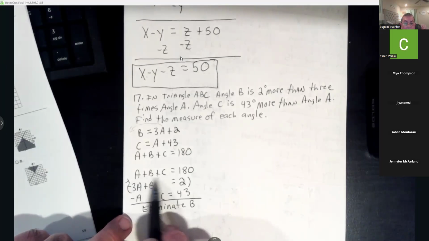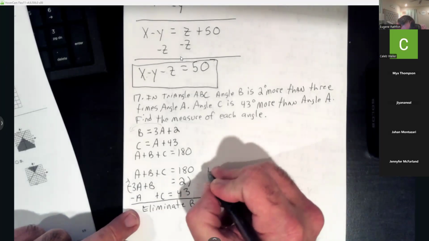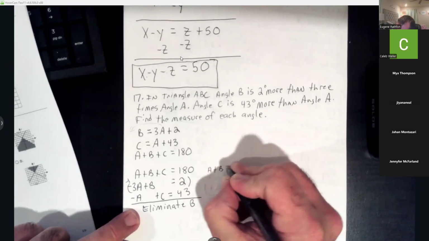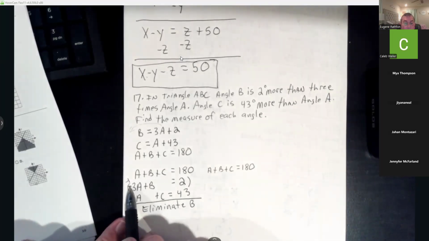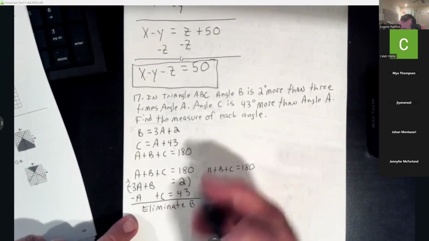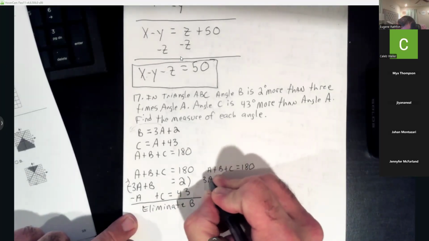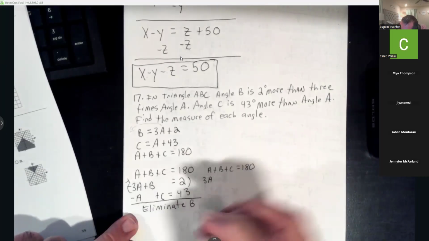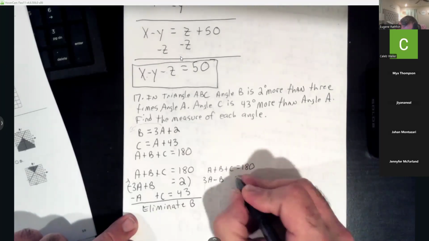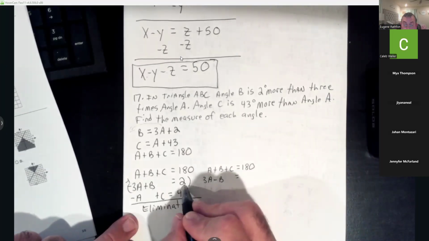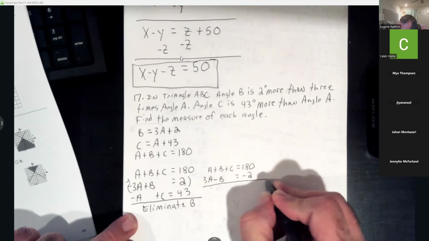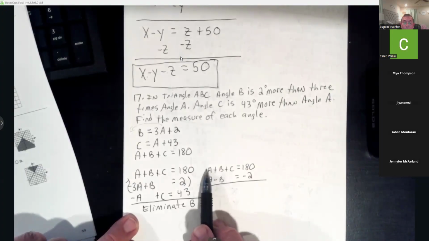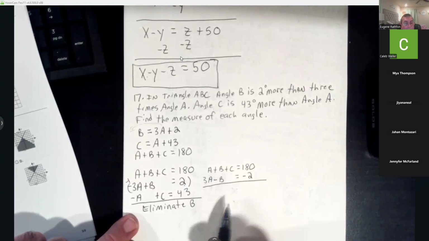So doing that, I didn't change the first row. So that'll be A plus B plus C equals 180. I'm going to multiply this equation by -1. So negative times negative makes that a positive 3A. Negative times positive makes that a negative B. And then a negative times positive makes that a -2. All right, so see what happens. 1 and 3 give me 4A.